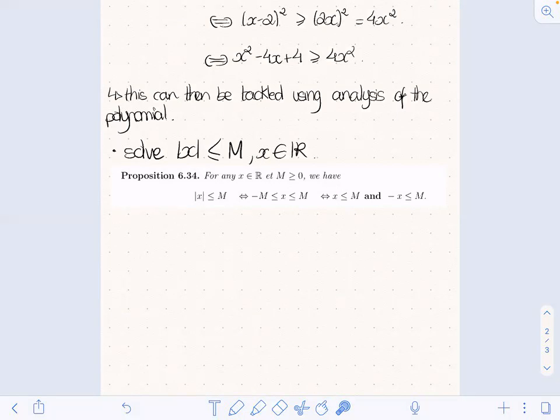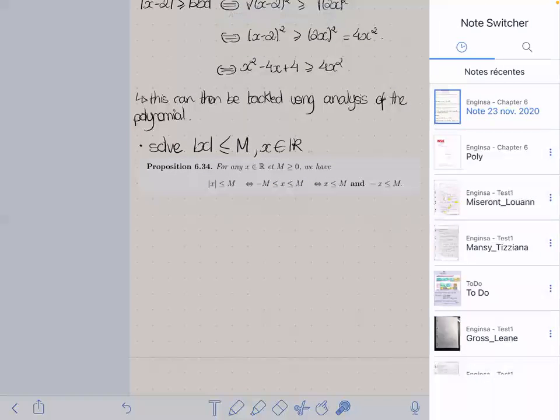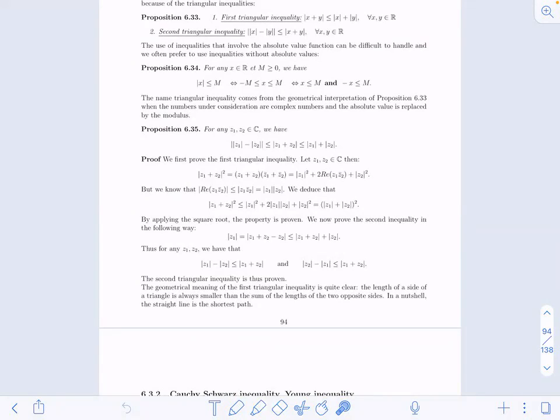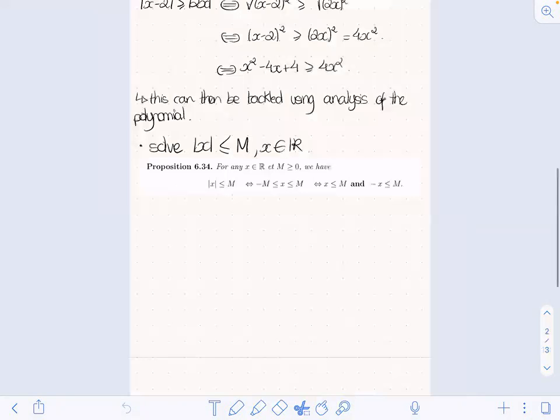Okay, so further on in your notes, after the mention of all the different inequalities and the alternative notation for the absolute value, there's the proof of the triangular inequality. Okay, so the proof is in your notes, and it's actually proven in the complex case.